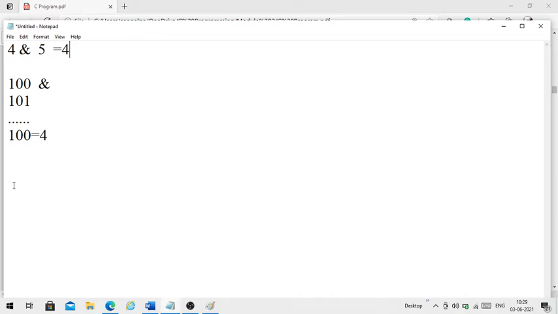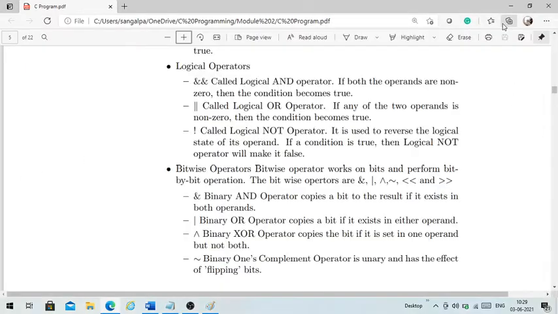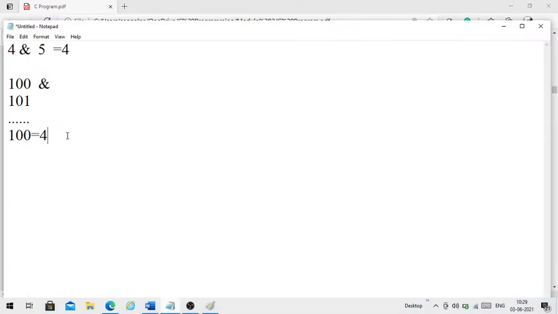Next is the bitwise OR operator. It is called the binary OR operator. The binary OR operator copies a bit if it exists in either operand. So it is the same as the OR operator. We'll check that. I want to perform 4 OR 5.